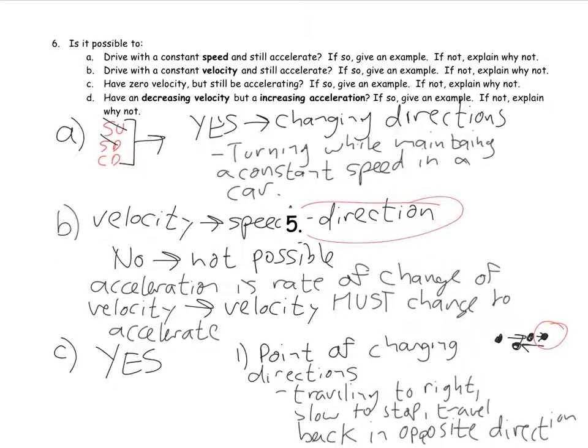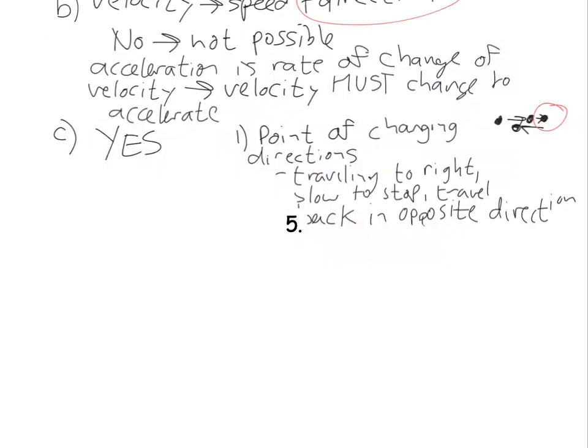All right, as we're traveling to the right and slowing down, we're getting slower, we're getting slower, we're getting slower. At this point right here, before we start traveling the opposite direction, we have to basically go through zero. We have to have that instant where we are not actually moving, but during that time we are still accelerating.